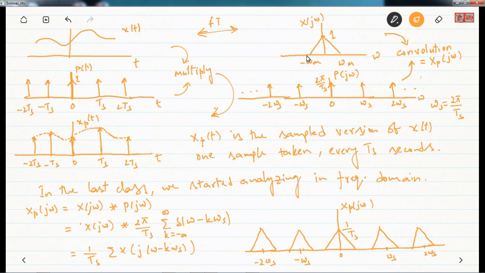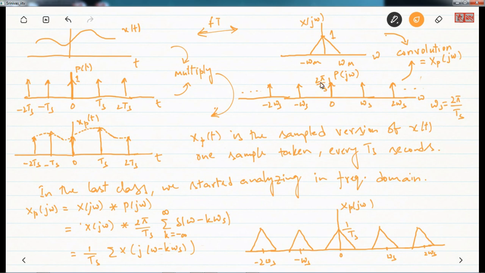Like X of j omega is non-zero only over this band, minus omega m to plus omega m, and it is zero everywhere else. So that's why it is called frequency limited or band limited. Band limited meaning in the frequency band it is limited to only a certain portion of the frequency, and it is zero at other frequencies, right? So this is X of j omega. Then p of t is a periodic impulse train.